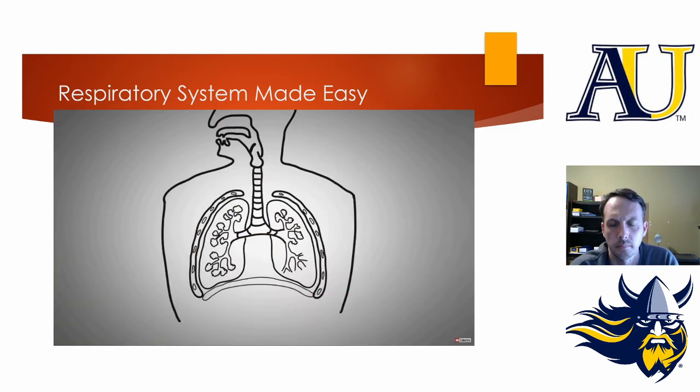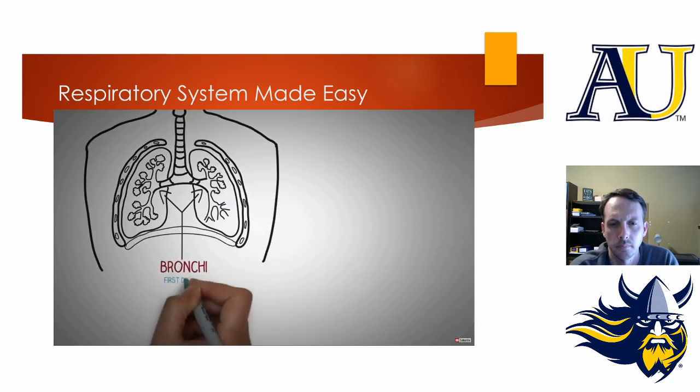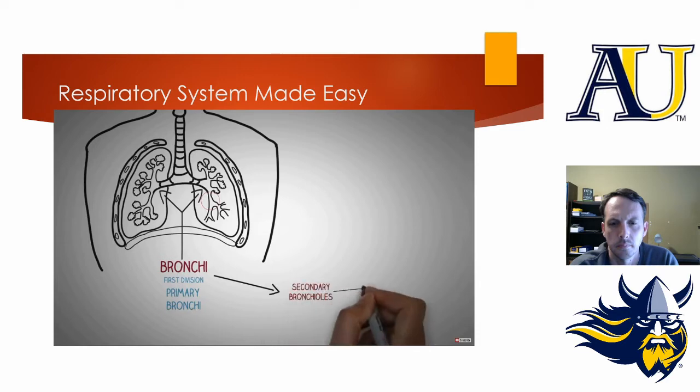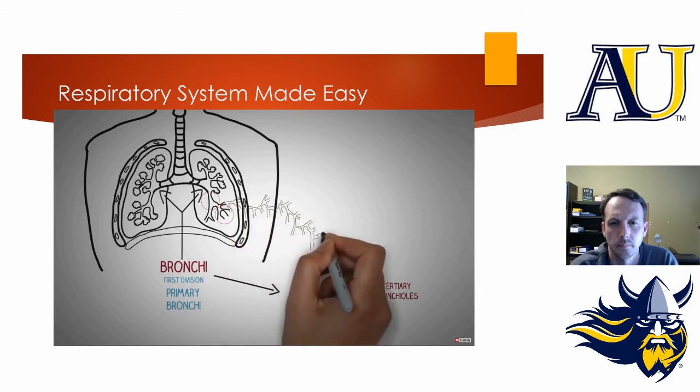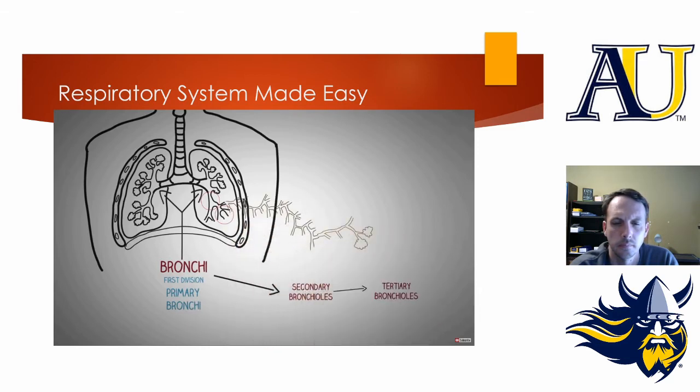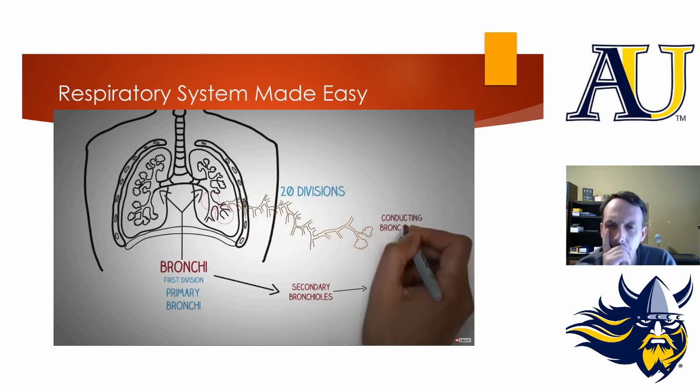The trachea then divides into the primary bronchi. Now this is called the primary bronchi because it is the first division of the trachea. The primary bronchi then divide into secondary bronchioles, and then the secondary bronchioles divide into the tertiary bronchioles. Now what happens next is that these tertiary bronchioles again divide for about 20 divisions to form the conducting bronchioles. So you can see the tertiary bronchioles divide many times to form very small sac-like structures. The tertiary bronchioles lead into the conducting bronchioles.